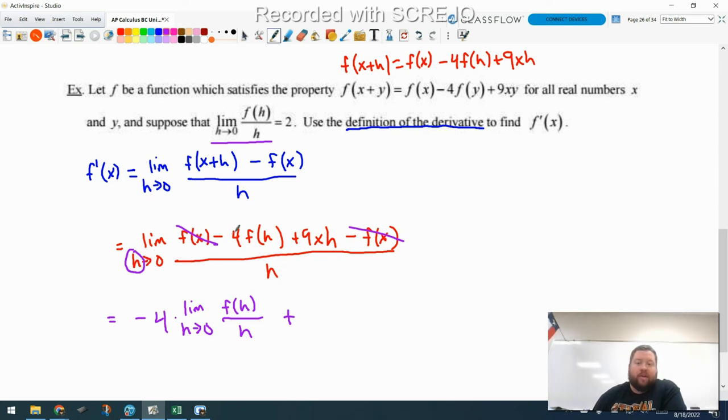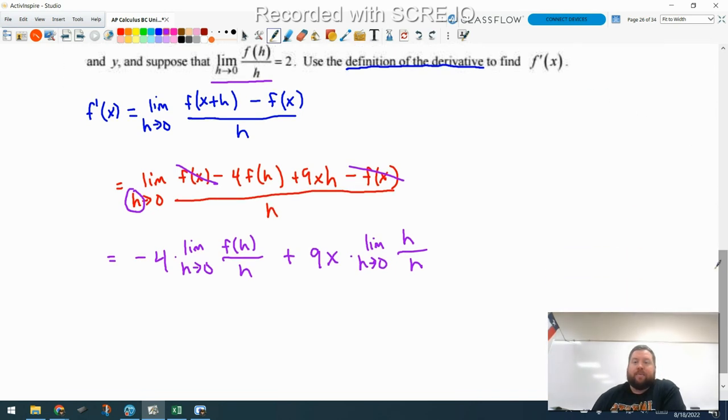So just like I pulled out the negative 4 from this limit because it was a constant, and that's one of our limit properties, I can pull out a 9x out to the front. So I'm going to do that: 9x multiplied by the limit as h approaches 0 of h divided by h. Now, we could have just left it in there as well, but we would have ended up talking about how that's like a constant anyway later on. So I chose to talk about it right here.